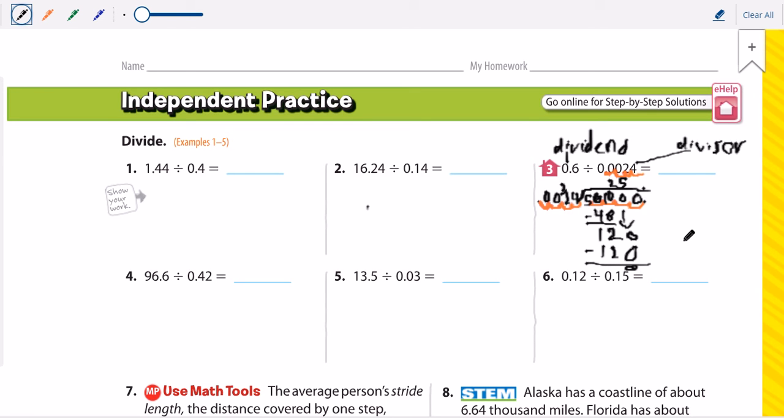Now some of you today stopped there and just wrote 25 as your answer. You have to remember this last 0 still has to come down. Where's my decimal? It's here. So the last 0 has to come down. 24 into 0 goes 0 times, and my answer should be 250.